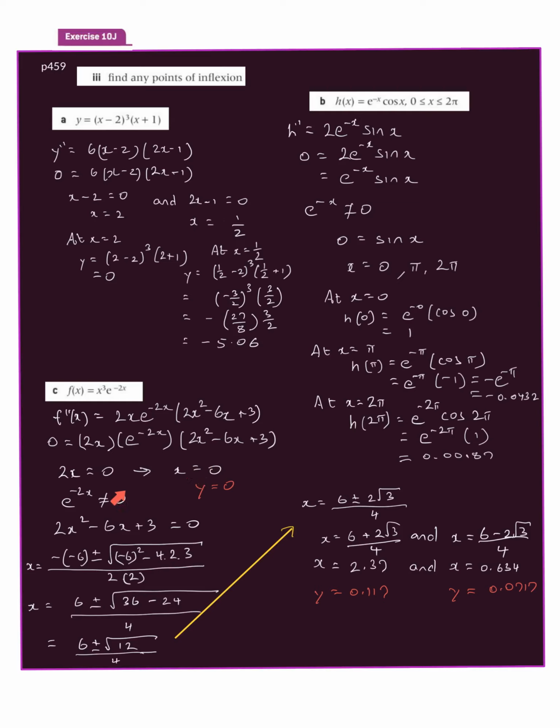This second one here cannot equal 0, so we're going to ignore that. That can never equal 0. But this one here could equal 0, so we're going to put that there. We're going to use the quadratic formula. And we've gone through here, we get to that, and then this. So we ended up with 2 more, which is this, the plus, and also the minus. We get x is 2.37, and so y is 0.117. And this gives us x is 0.634 and the y value is 0.0717. So those 3 points are points of inflection.